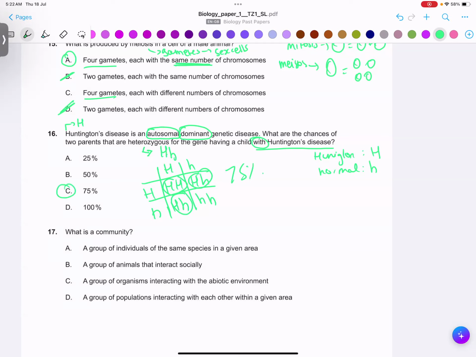What is a community? A group of individuals of the same species in the same area. No, they don't have to be the same species. This is false. A group of animals that interact socially? Again, no, because it doesn't have to be social. A group of organisms interacting with the abiotic environment? No. It's a group of populations interacting with each other within a given area. Keep in mind it is a group of populations, not just one population, because same species means a population. A group of animals doesn't have to necessarily be animals; there are also plants in communities. And a group of organisms interacting with the abiotic environment, again, no.